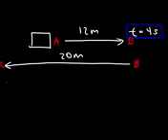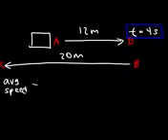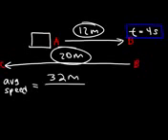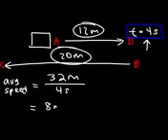So to calculate the average speed, we need to determine the total distance and divide it by the total time. The total distance is simply 12 plus 20. If you add those two numbers, it will give you 32 meters. And the total time is 4 seconds. So 32 divided by 4 is 8. So the average speed is positive 8. Keep in mind, speed is always positive.